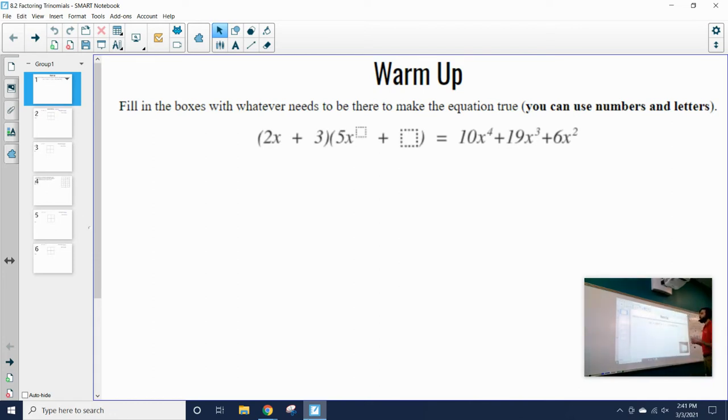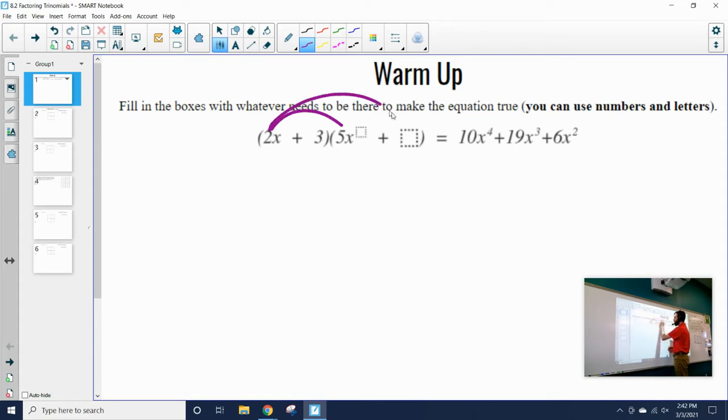So you have this warm up. We had to fill in the boxes with whatever was needed to be there in order to make sure these equations are true. And we could use numbers, letters, whatever, to fill in these boxes. So some strategy you might have thought was, well, you have to take that first number times the first number, and then times the other, and then 3 times this, and then 3 times that. Added together gives you this full thing.